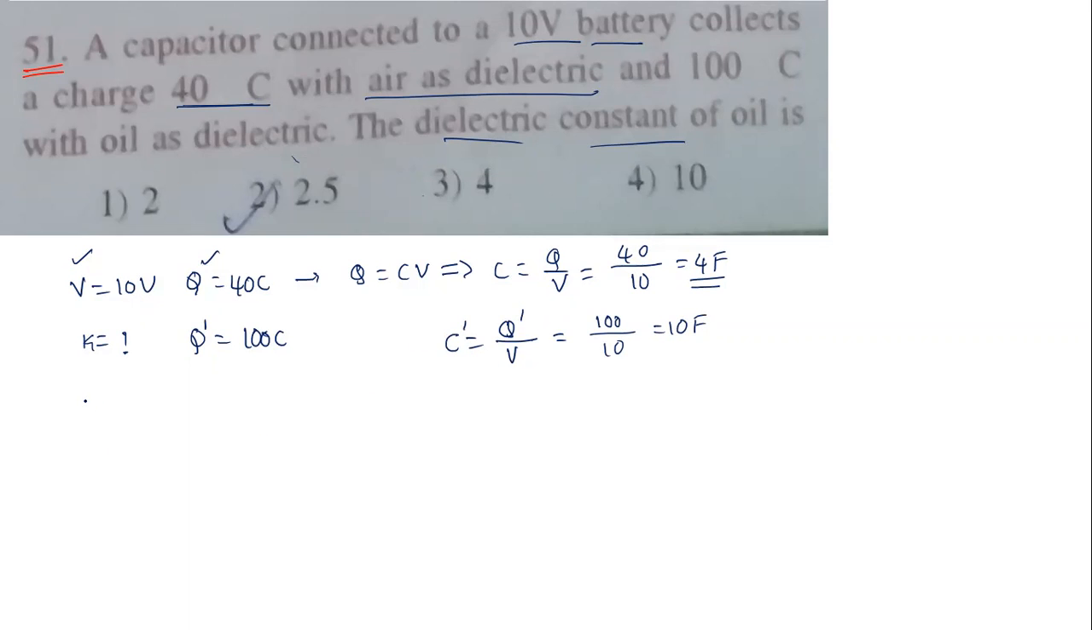Now we know the relation: C prime, the capacitance in some other medium, is equal to K times the capacitance of the air medium, right? You remember this relation. So C prime, the new capacitance that we know already, divided by C naught, equals K, the dielectric constant. C prime is 10 farad divided by C naught, the initial capacitance, which is 4. So we get 10 by 4, which is almost 2.5, right?